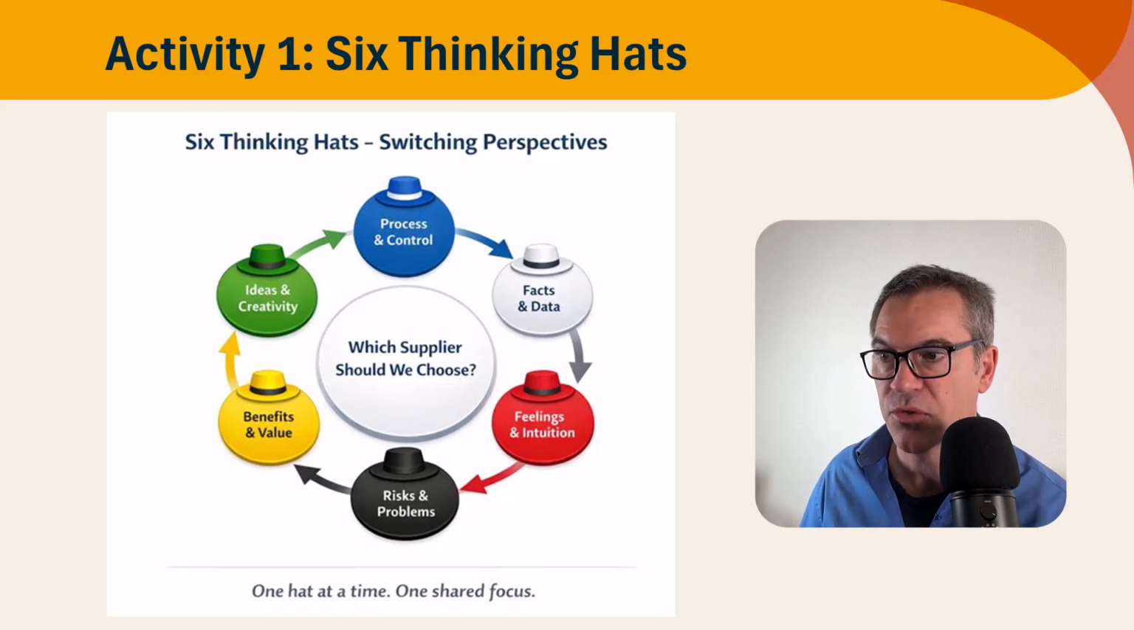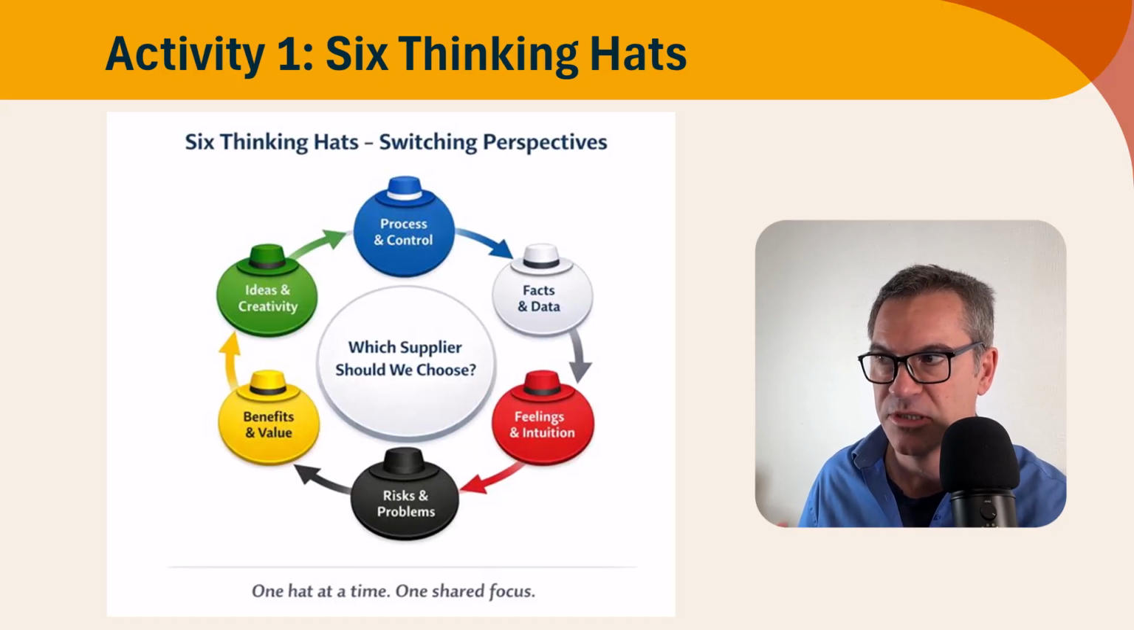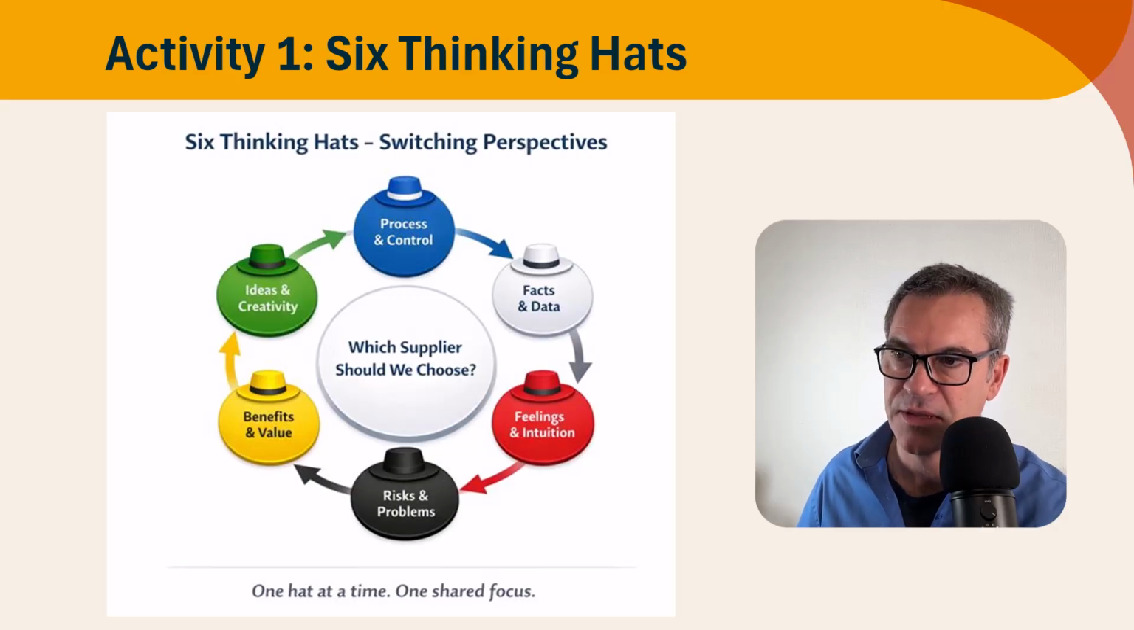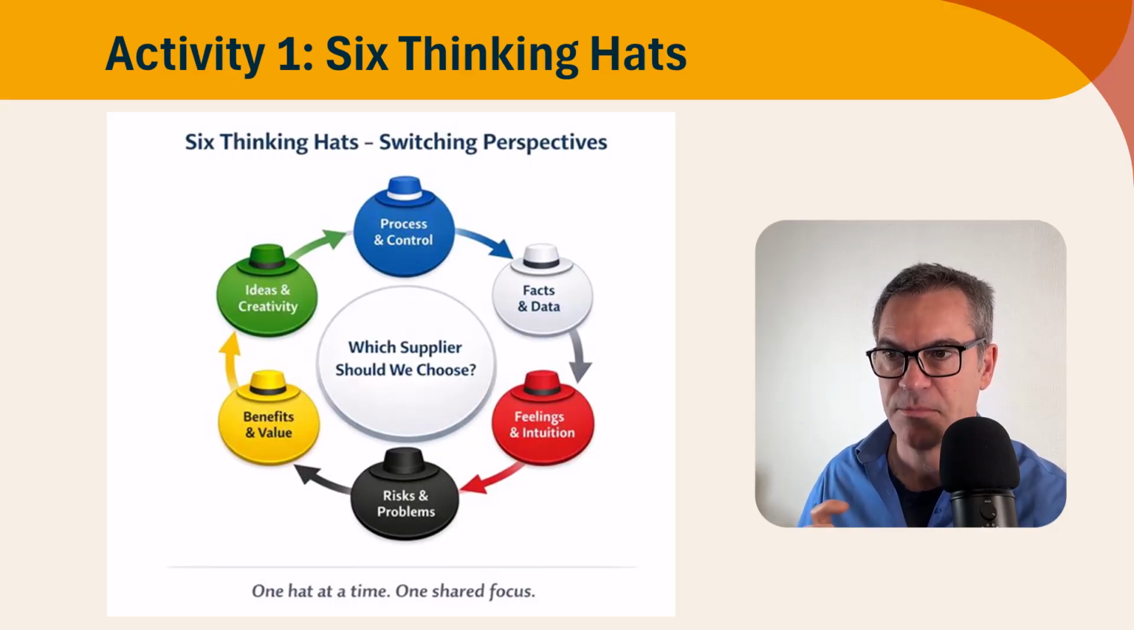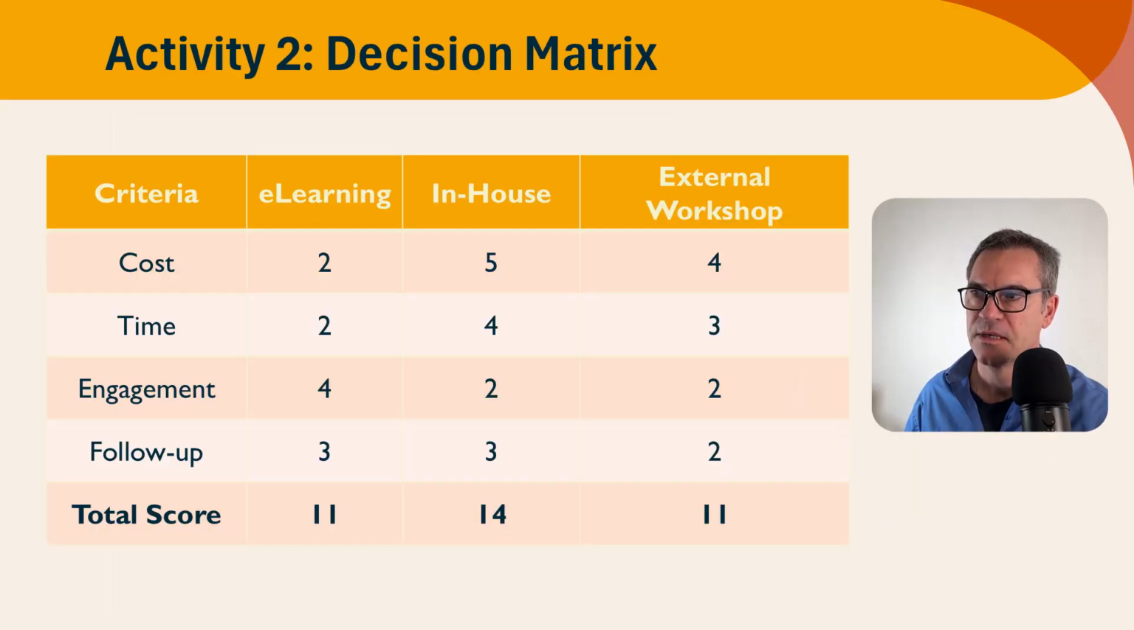So you can talk through these things as a group. You don't need physical hats. This is just a concept, to explain that there's 6 different things. And even going through 2 or 3 hats can dramatically improve the decision making. So you're taking people through these different stages, these 6 different stages, or just 2 or 3 if you only have a few minutes. Activity number 2 is the decision matrix.